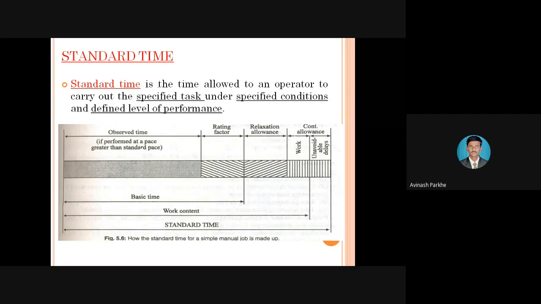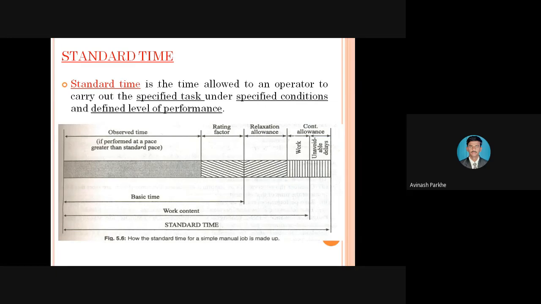Personal allowance means if I have to go for drinking water or washing the hands, it comes under the category of personal allowance. Contingency means if there is a breakage of the tool or finishing of the oil, such allowance will be considered under contingency allowance. Then interference allowance is similar: if I have to change the tools or take rest, that allowance will be considered under interference allowance.